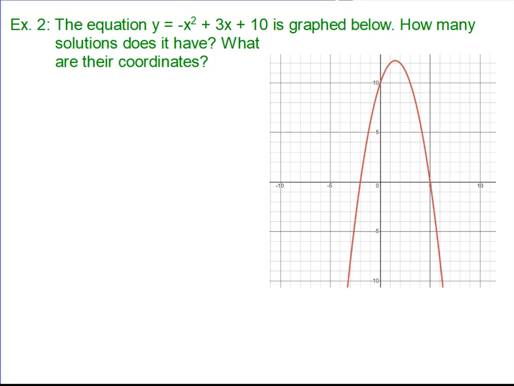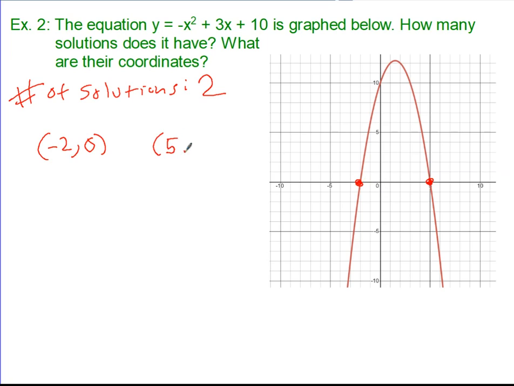So if we look at this one, it says the equation y equals x squared plus 3x plus 10 is graphed below. How many solutions does it have, and what are their coordinates? So let's answer the first question, the number of solutions. I look at my graph. Here's my x-axis. It crosses the x-axis 2 times. So this one has 2 solutions. What are their coordinates? Let's see. This one is at -2, 0. And this one is at 5, 0.